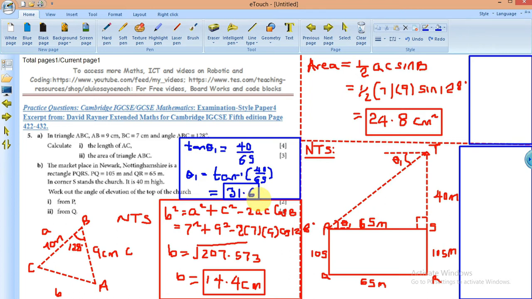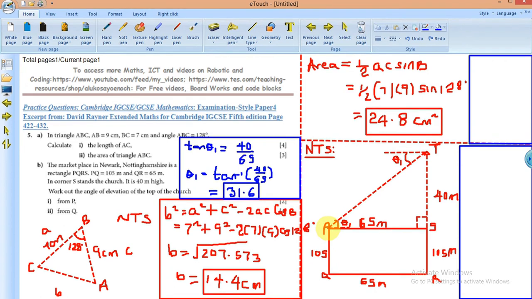Okay, so let's go for the angle of elevation of the top of the church from Q. Now in plane PQRS, we have the angle at Q. We need to find QS here, because QS is the orthogonal projection of QT.